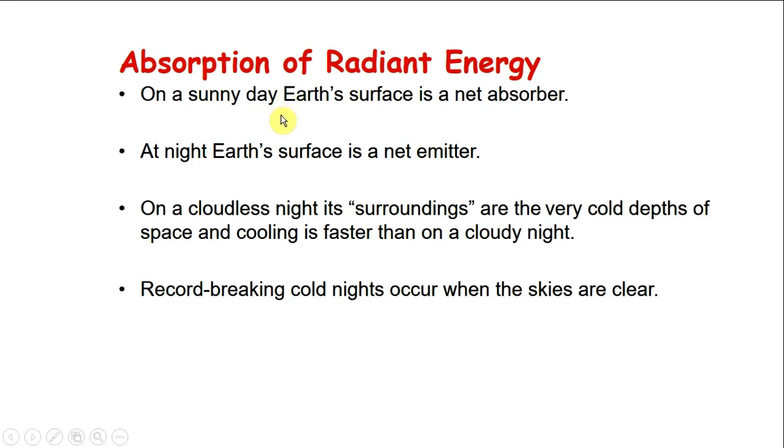On a sunny day, Earth's surface is a net absorber. However, at night, Earth's surface is a net emitter. It emits thermal energy through radiation. On cloudless nights, the surroundings of the Earth are the very cold depths of space, and therefore cooling of Earth is faster than on a cloudy night. In fact, record-breaking cold nights occur when the skies are clear because cooling is faster.